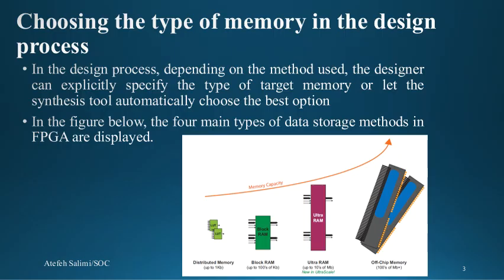For example, in high-level synthesis-based design, the tool can select the appropriate memory based on the type of data and the access pattern. In the figure below that you could see in this slide, different types of memory that we have are displayed. As I told you, we have CLBs, block RAMs, Ultra RAM, and off-chip memory. And in each of the footnotes, you could see the amount of memory that is accessible for each type of memory that we explained in the previous slide.